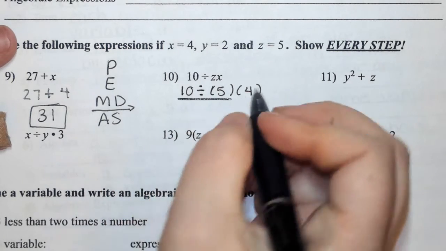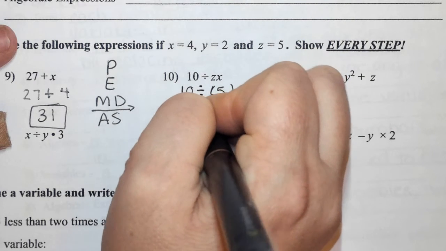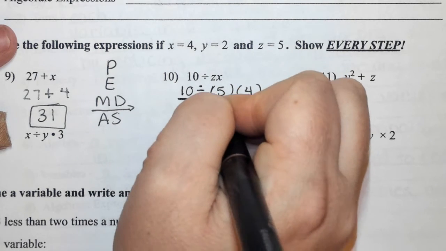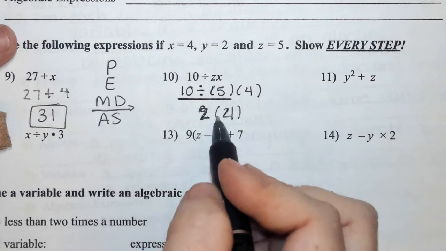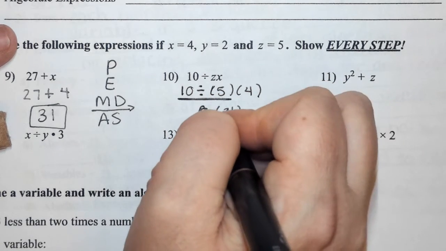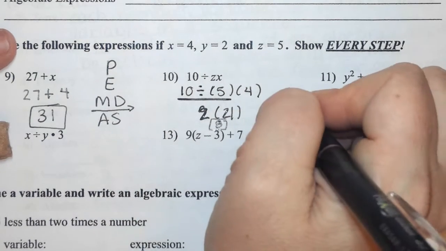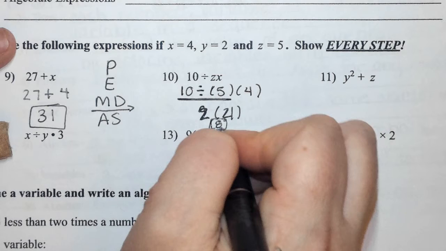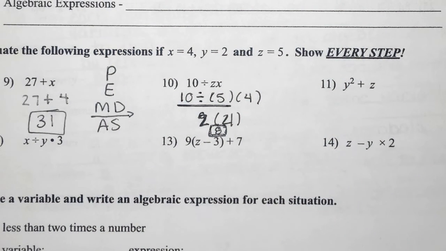So 10 divided by 5 is 2. Good, I almost wrote 8 for some reason. And now I can do the 4. So now I have 2 times 4, and 2 times 4 is 8. So my answer on number 10 is 8. Really tiny because I don't know why I wrote so large. All right. So we got 31 and then 8.